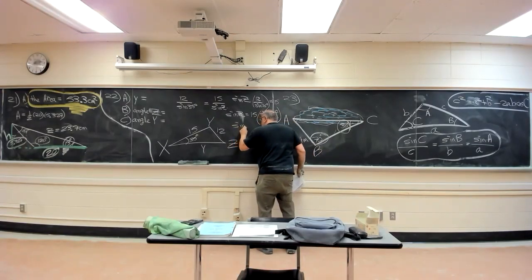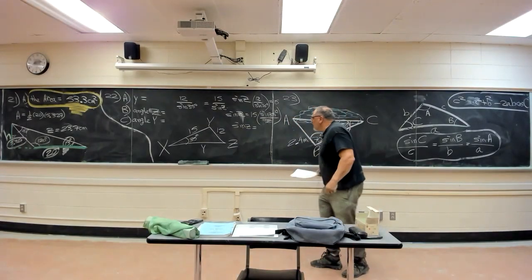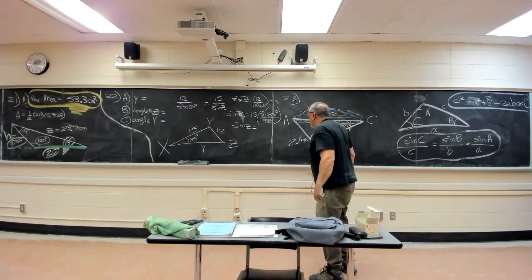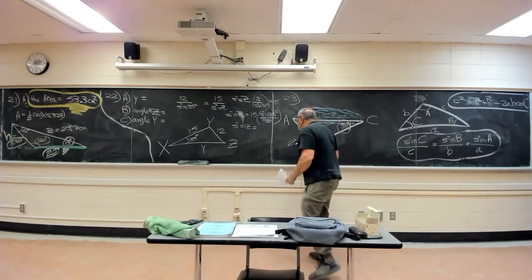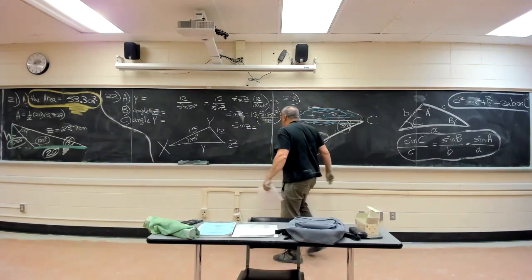Yeah, it's a little bit of a mess. Sine of z is going to be this mess. Let's see here. We'll get the sine of 35 degrees, divide it by 12, and then multiply by 15.